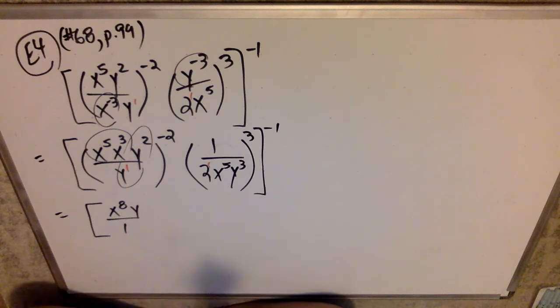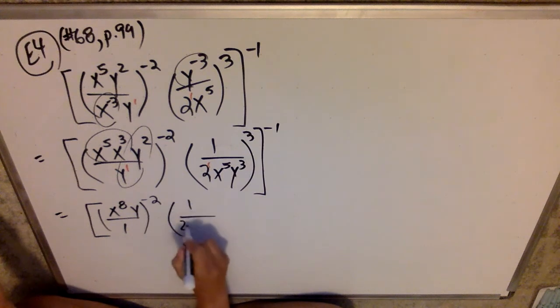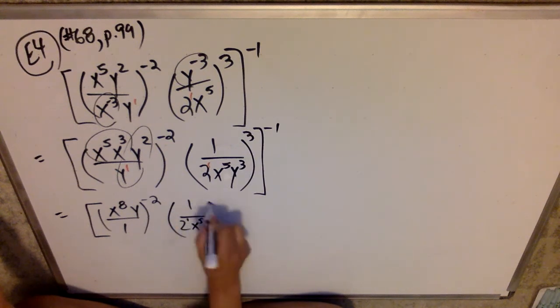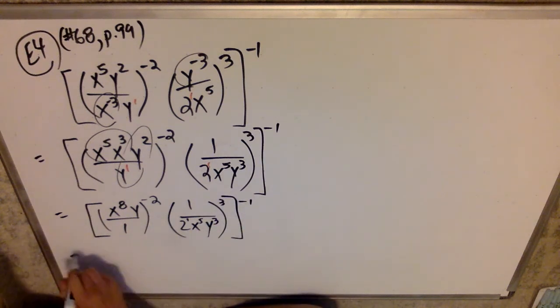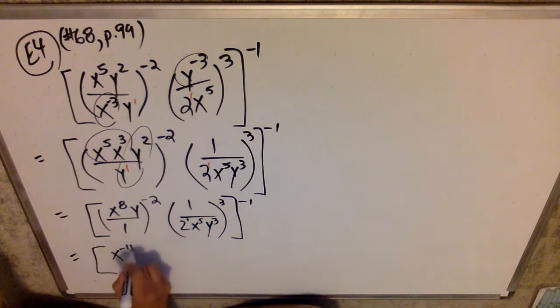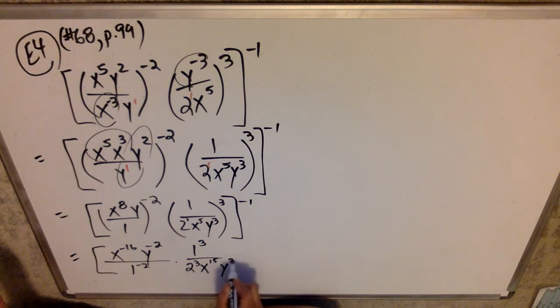All right, so this whole thing is to the negative second, and then this whole thing is to the third, and then once I'm all done, the whole thing's going to get a negative 1. So now I'm going to go ahead and distribute those powers. So I'm going to end up with an x to the negative 16th, a y to the negative second, a 1 to the negative second, although that's not going to matter much because it's just a 1, times a 1 to the third over a 2 to the third, x to the 15th, y to the 9th, sorry. 3 times 3. Sometimes my brain is a little dead. Okay. All to the negative first.